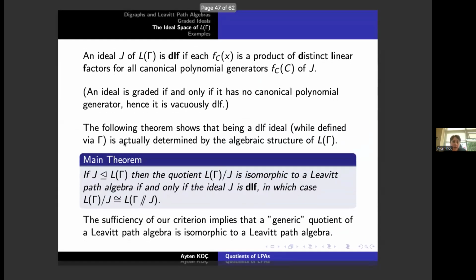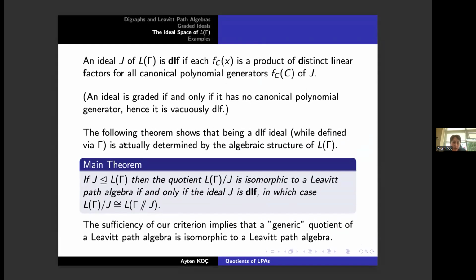Then we obtain the main theorem. For any ideal J of a Leavitt path algebra, the quotient L gamma over J is isomorphic to a Leavitt path algebra if and only if the ideal J is DLF. In this case, the quotient L gamma over J is isomorphic to the Leavitt path algebra of gamma double slash J.